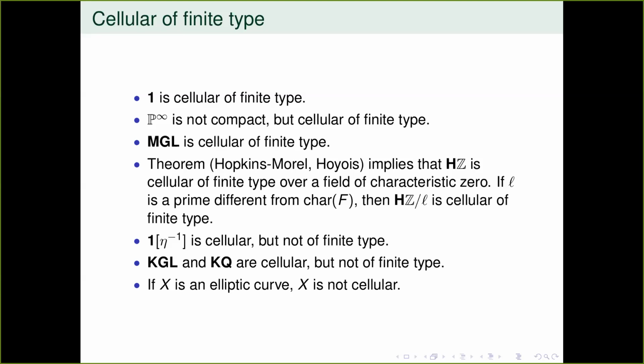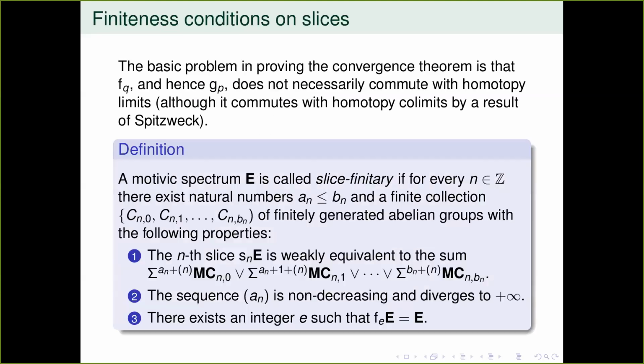And then something which is not cellular, which can be seen by comparison with the derived categories of motives. If you take an elliptic curve, its suspension spectrum is not a cellular motivic spectrum. So from some point of view, this is a bit disappointing. Mark Levine's convergence theorem applies to compact objects, for example, to elliptic curves. The slice convergence theorem rules this out, unfortunately. But maybe it can be extended. I don't know. Maybe someone should be working on this.